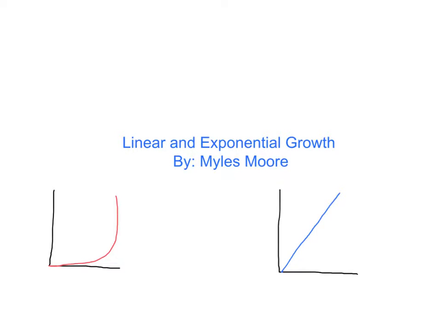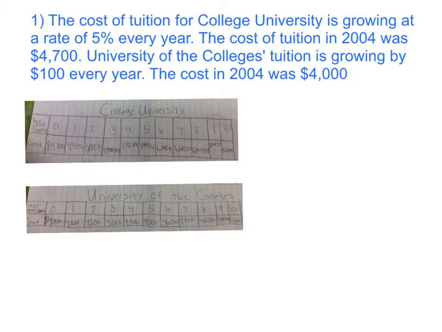So today we're going to talk about linear and exponential growth. The cost of tuition for College University is growing at a rate of 5% every year. The cost of tuition in 2004 was $4,700. The University of the College's tuition is growing by $100 every year. The cost in 2004 was $4,000.